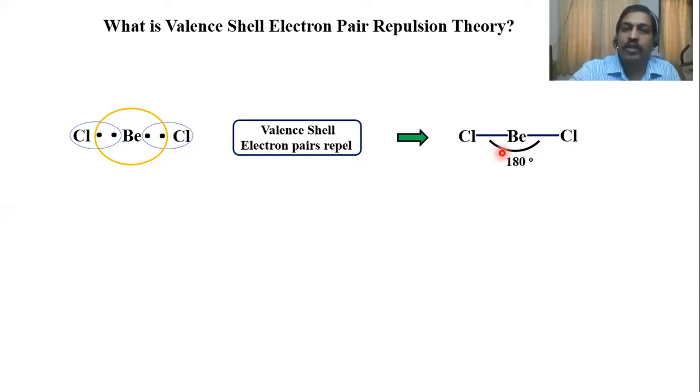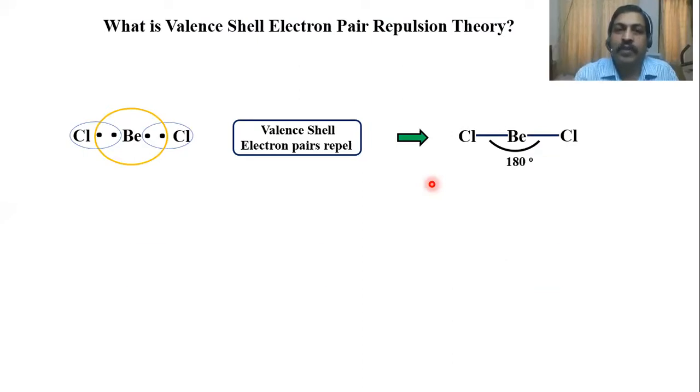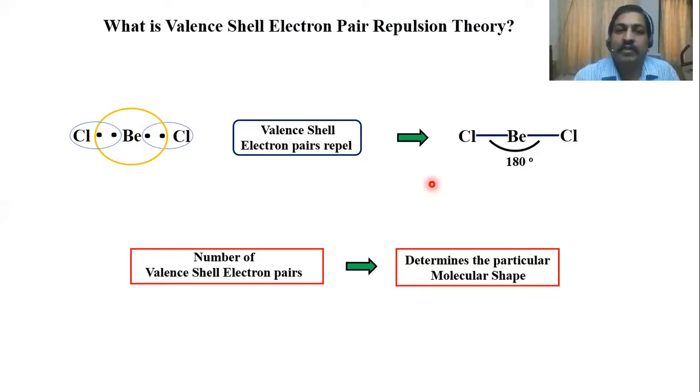Whereas in case of the water molecule, around oxygen there are four valence electron pairs. So water is not able to have a linear geometry. So what do we learn from these examples? The number of valence electron pairs around the central atom determines the shape of the molecule. Okay. So having learned these two points, now we are ready to go through the postulates of VSEPR theory.